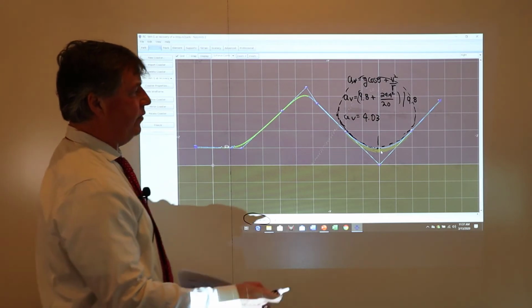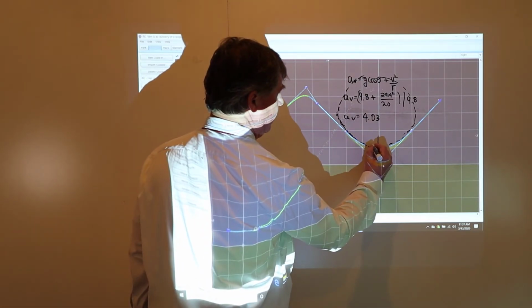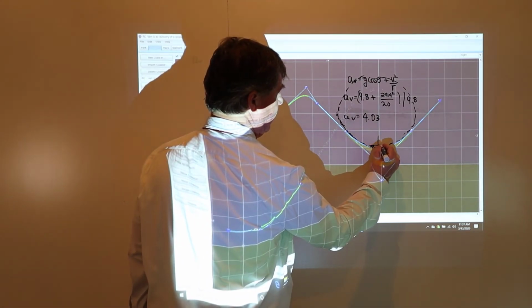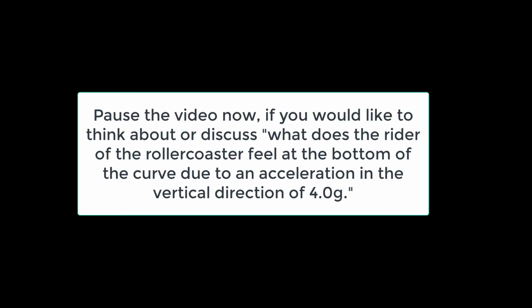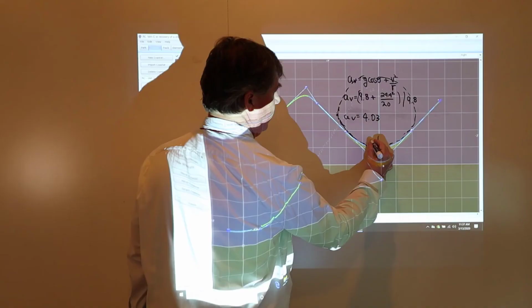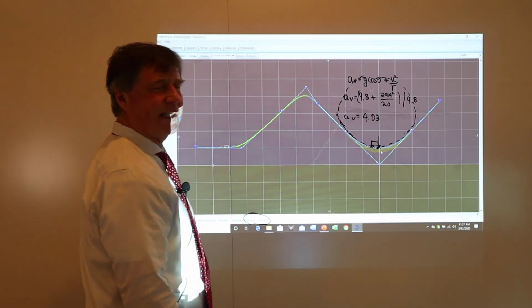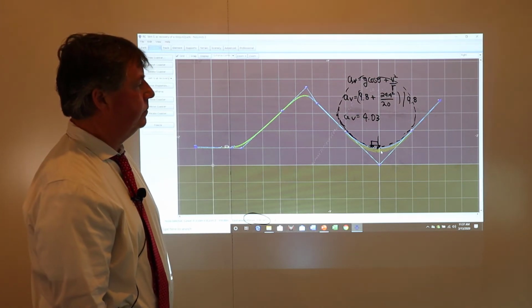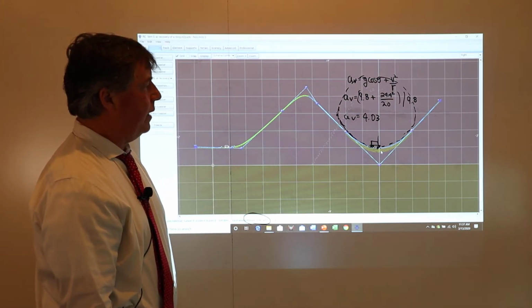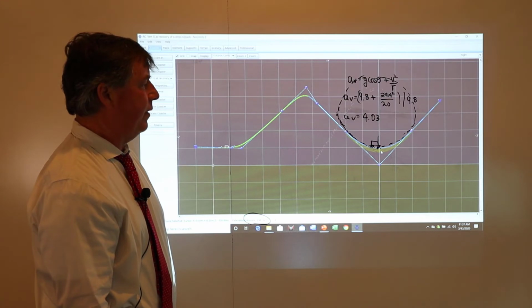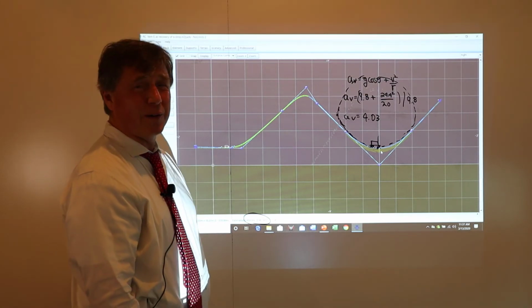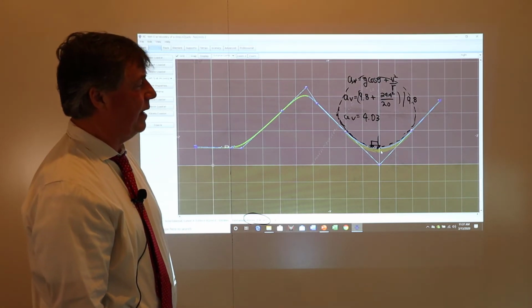So what does that mean to somebody riding a roller coaster at this point? What does that feel like? Okay, if they're sitting on a scale, what will the scale read? Well, let's say you weigh, I don't know, 150 pounds. It's going to read 4 times that. So it's going to read 600 pounds.